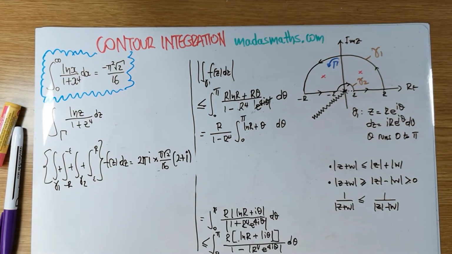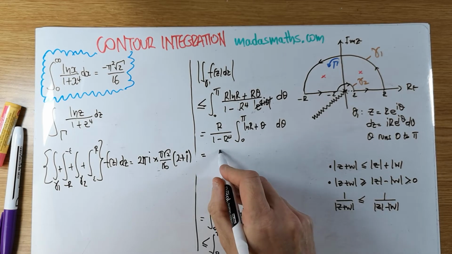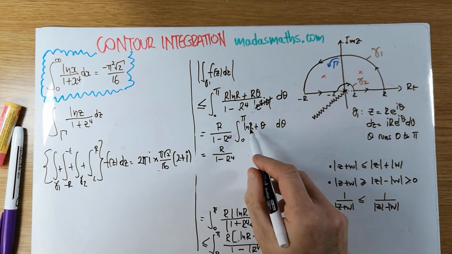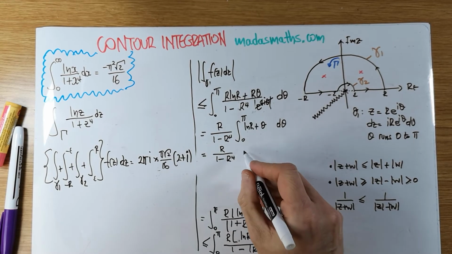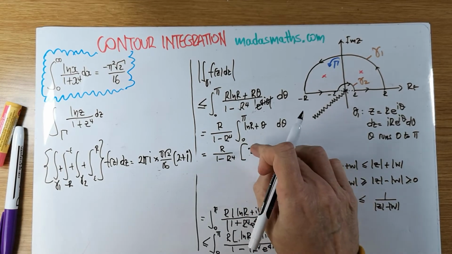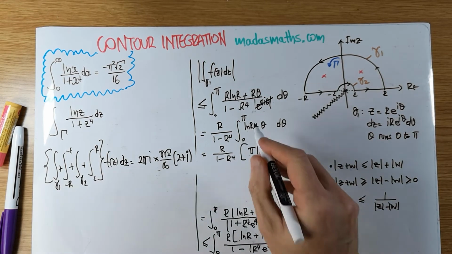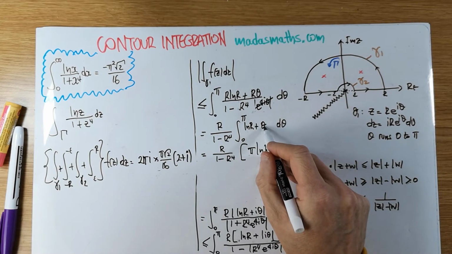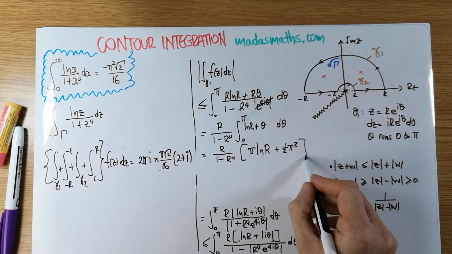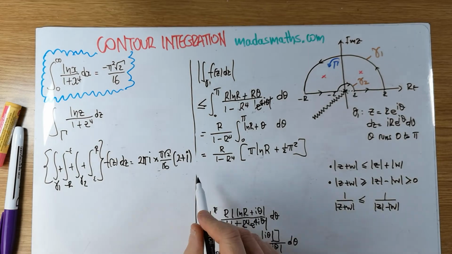And now we can do the integration with respect to theta. That's going to be, of course, r over 1 minus r to the 4. And integrating with respect to theta from 0 to pi is going to give us pi log r, for crying out loud, pi log r, back to my old self, silly things, plus a half theta squared. So it's going to be plus a half pi squared. That's the integration of theta with respect to theta, and then evaluate it from 0 to pi. So what do we get in there?